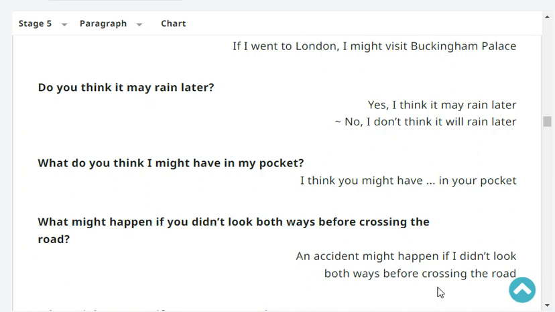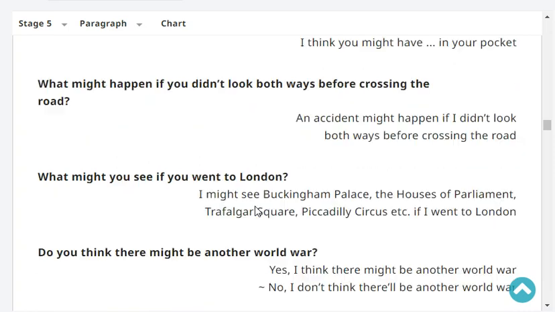Very good. What might happen if you didn't look both ways before crossing the road? An accident might happen if I didn't look both ways before crossing the road. Very good.